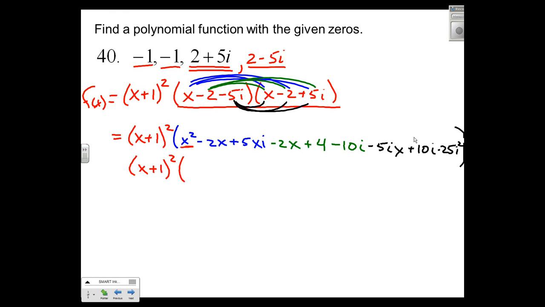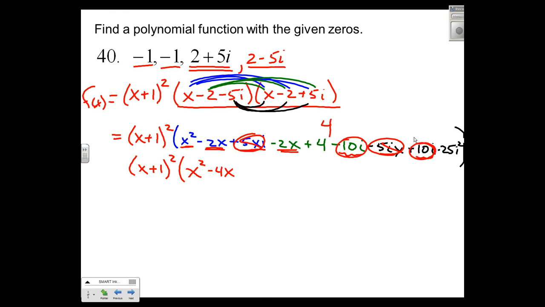I see x squared. That's all I've got for x squareds. How about minus 2x? I've got minus 2 more x's, minus 4x. How about plus 5x's? Minus 5x's cancels. That's the conjugate goodness. How about, I'm going to jump over to minus 10i. Plus 10i, good. What am I left with then?